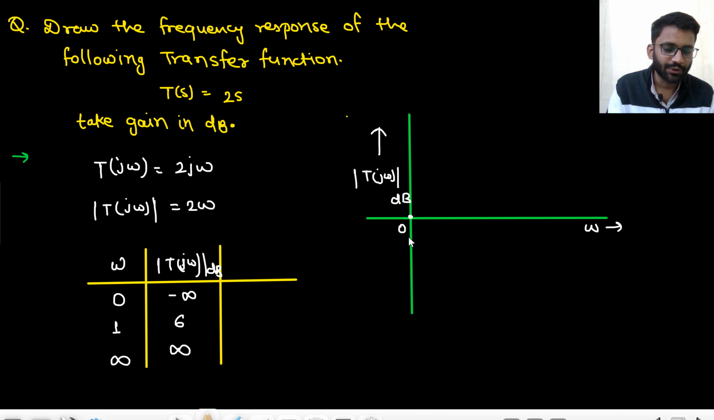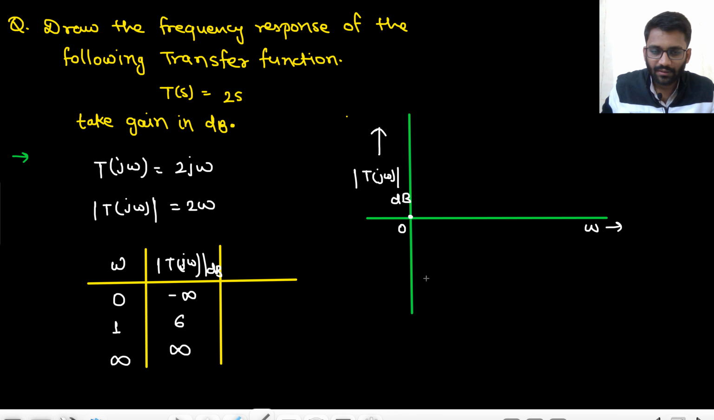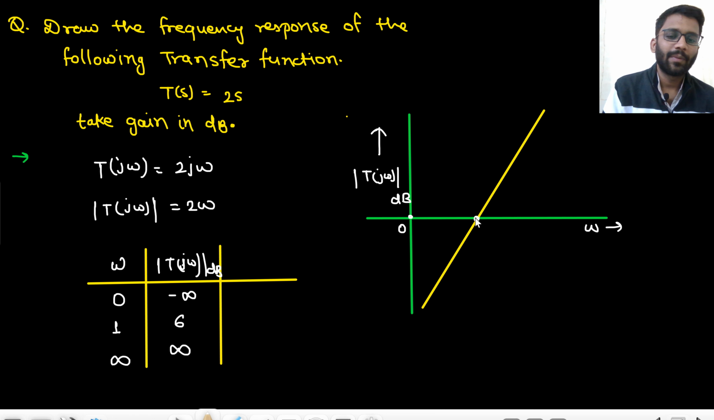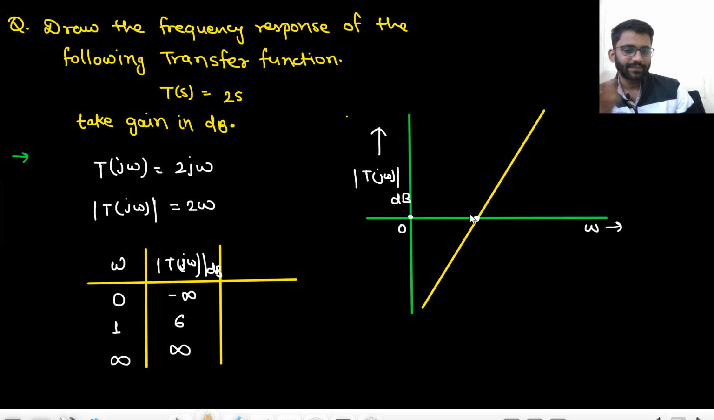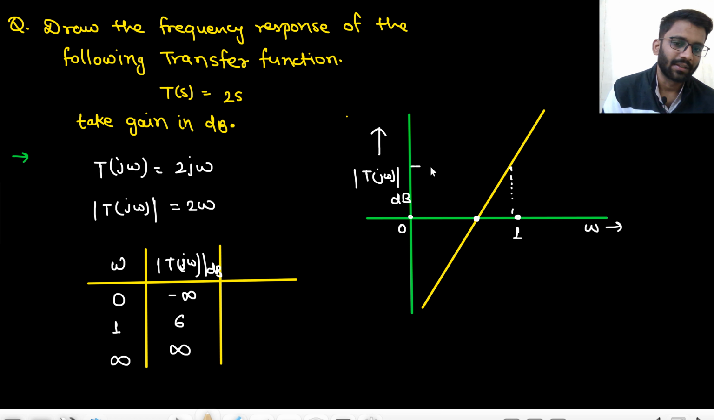Here I can put omega equals 0 for sure, because this is not a log scale. So from minus infinity to infinity you will rise. What will be the value of omega here? What do you think? 1 by 2. Because at omega equals 1 by 2, you will have gain 1, that means 0 dB, right? And at omega equals 1, you are having 6 dB gain.